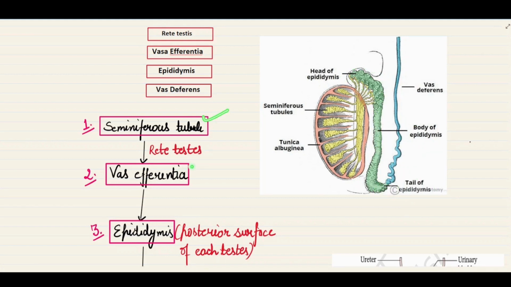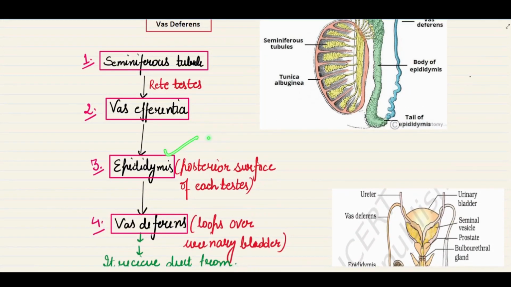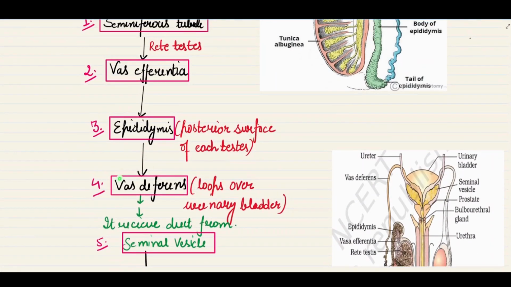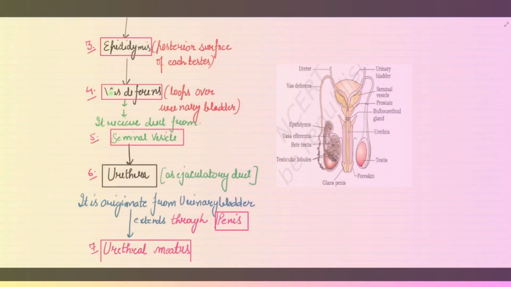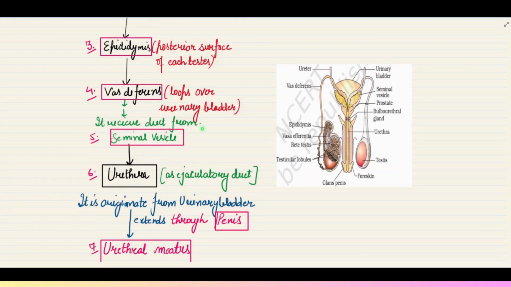So first is the seminiferous tubule. Seminiferous tubules next open into the vasa efferentia through the rete testis. Vasa efferentia then open into the epididymis. Epididymis has three parts: head, body, and tail, which forms the posterior surface of each testis. Now, after the epididymis, we have the vas deferens. What is the function of the vas deferens? The vas deferens receives the duct from the seminal vesicle.